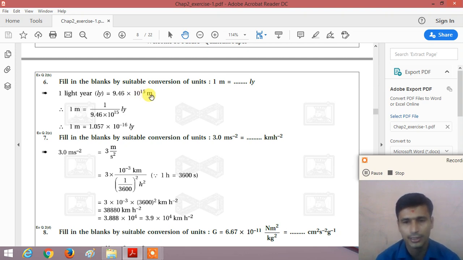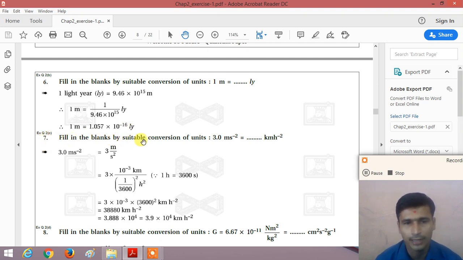But here we need to convert 1 meter into light years. 1 light year is equal to 9.46 into 10 raised to 15 meter. So 1 meter is equal to 1 divided by 9.46 into 10 raised to 15 light year. If you calculate this, 1 meter is equal to 1.057 into 10 raised to minus 16 light year. Understand? Now question number 2c.